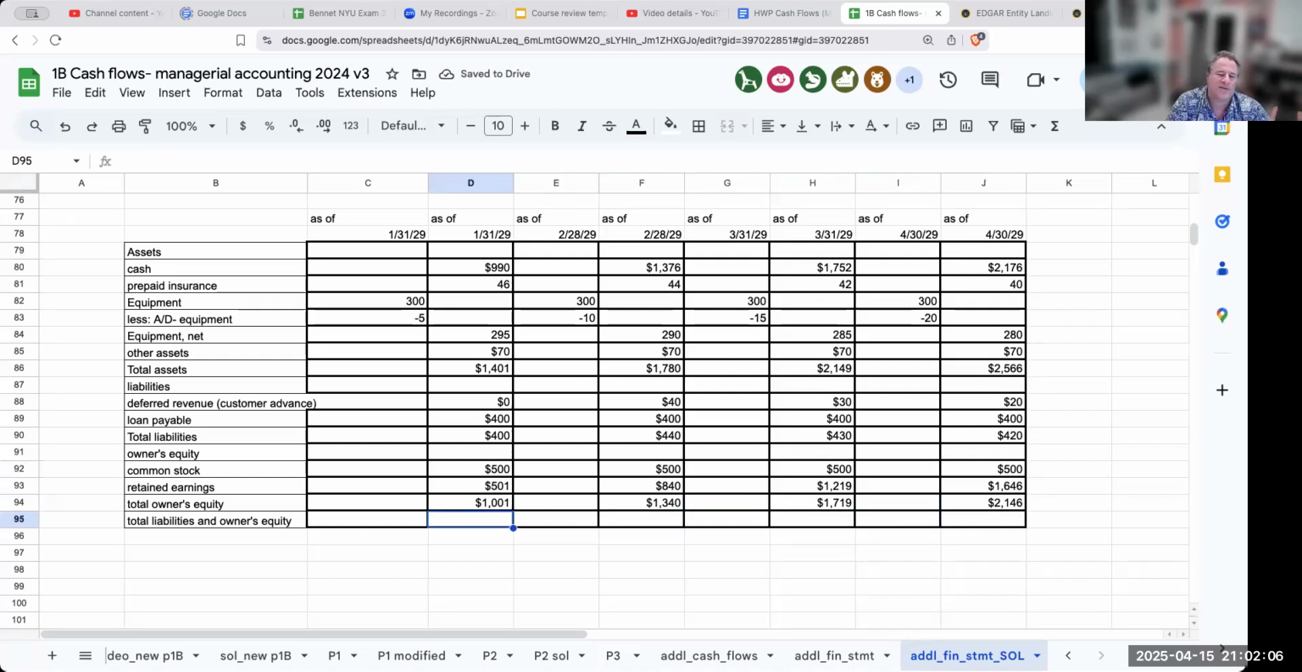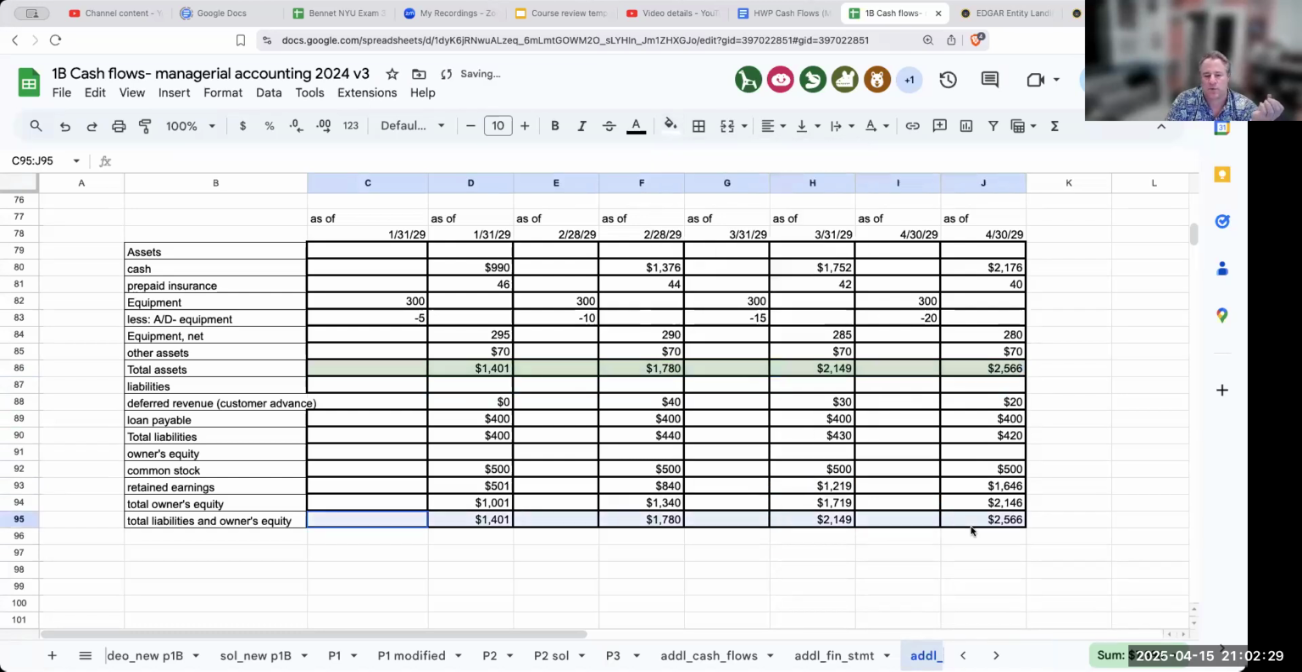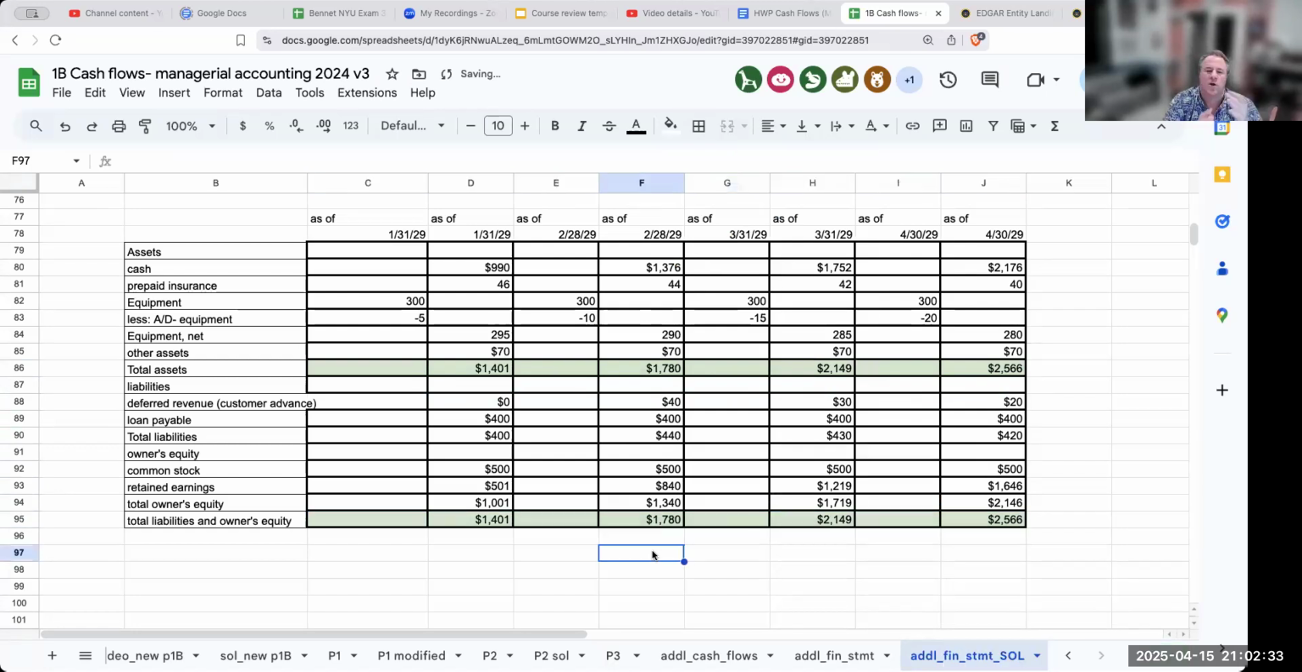My total liabilities and owner's equity is going to be my liabilities plus my owner's equity, or 1,401, 1,340 plus 440, 1,719 plus 430, 2,146 plus 420, or 2,566. If you notice, my total assets over here equal my total liabilities and owner's equity. So I'm essentially good to go, and I have completed this problem.